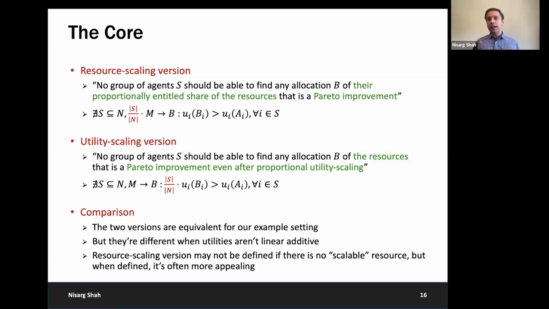Typically, the utility scaling version is going to be more generally defined. Okay, all you need to do is to define the agents and the utilities. The resource scaling version will only be defined if there is some way to scale some notion of a resource. Okay, so we are going to see a lot of different settings in this tutorial, and we are going to see what type of resource it is that we are really allocating and how to actually scale that resource down by a fraction that's the size of the group divided by the size of the population.